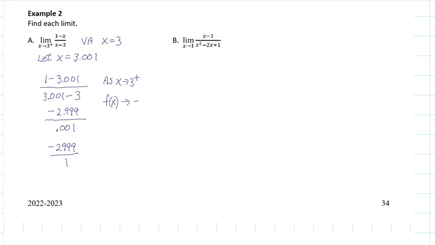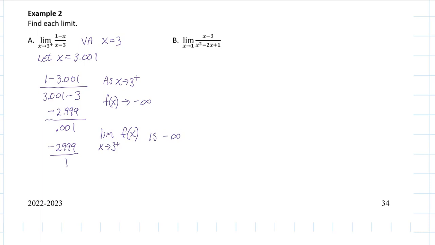So I could say as x approaches 3 from the positive side, f of x approaches negative infinity. So we would say that the limit as x approaches 3 from the positive side of f of x is negative infinity, or again, you could say does not exist.